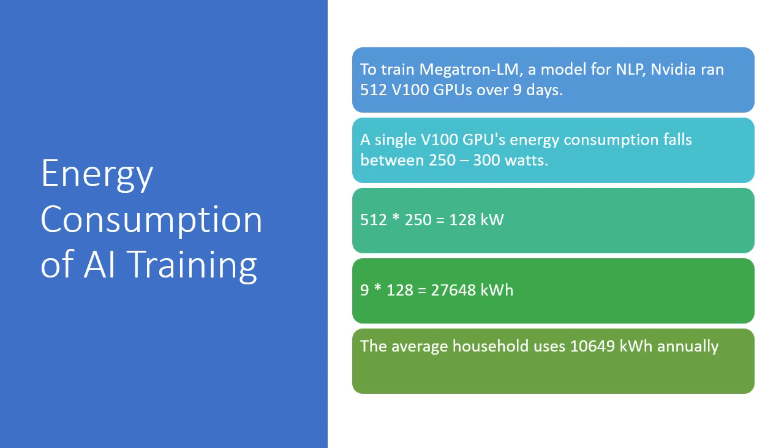The average household in the US uses about 10,649 kilowatt hours of energy annually, which means the energy consumed by training just this one model can support roughly 3 average American families for an entire year in terms of energy.